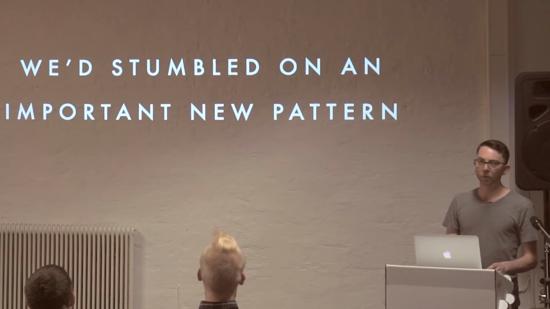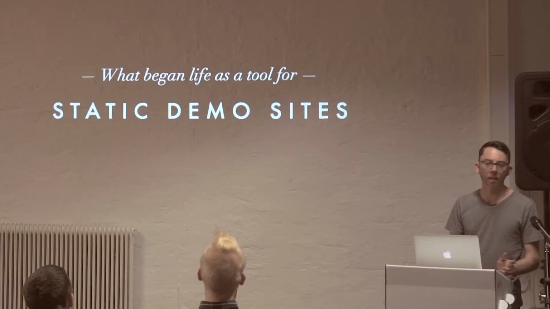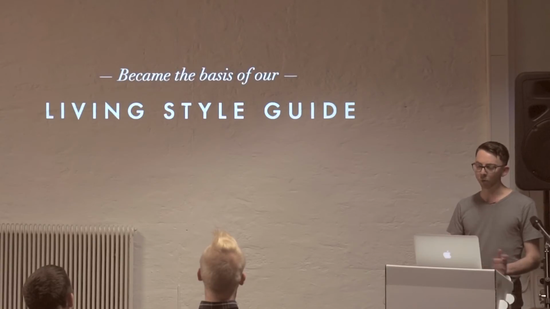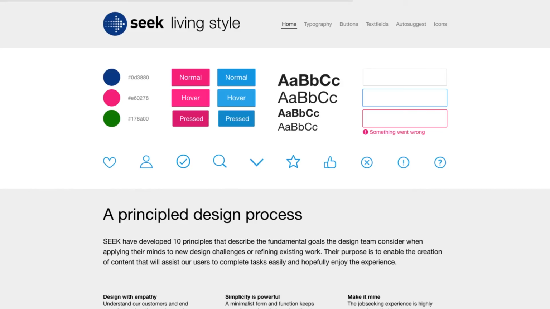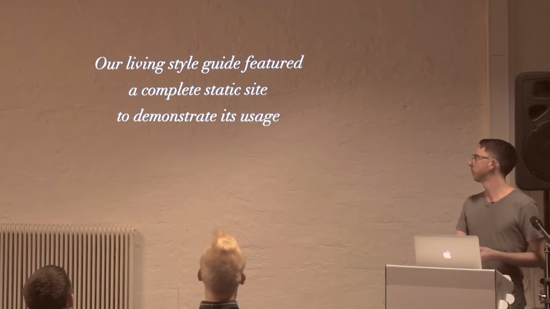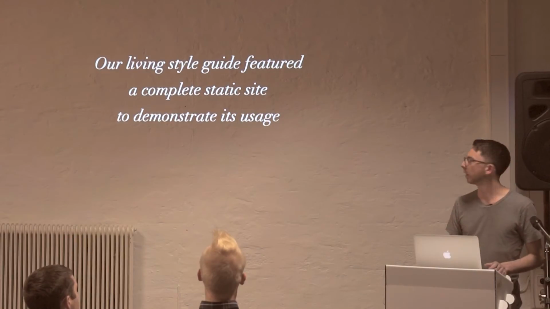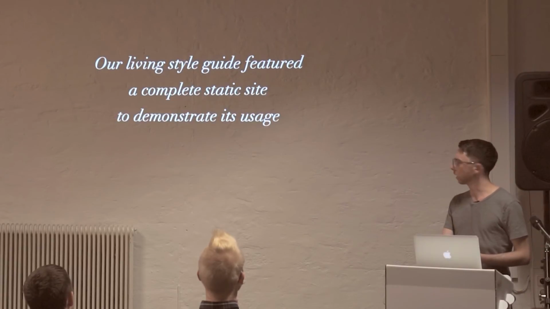Now, it didn't really dawn on us until a bit after we started hacking on this that we'd really stumbled on an important new pattern for us. What began life as a tool for static demo sites actually grew to become the basis of our own internal living style guide. So this is what our living style guide looks like, and it's showing the components that we have, the CSS styling that's available, the thought process behind it. But critically, the Living Style Guide features a complete static site to demonstrate its usage, and it's built using the techniques that I'm talking about. So the demo site is consuming its own style guide to generate a static site.